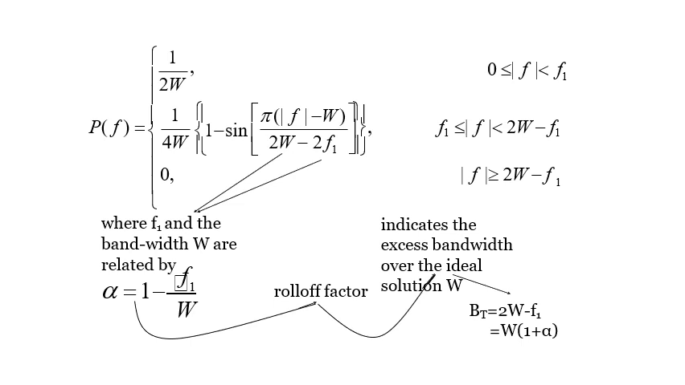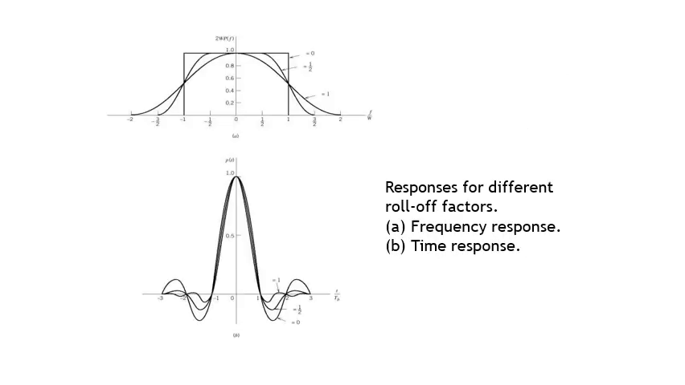So this is the roll-off factor, which indicates the excess bandwidth over the ideal solution for the bandwidth. So the bandwidth is equal to 2W minus f1, that is W(1 plus alpha). So the frequency response P(f), normalized by multiplying it by 2W, is plotted in figure A for three values of alpha, where alpha is the roll-off factor, and alpha is taken as 0, 0.5 and 1.